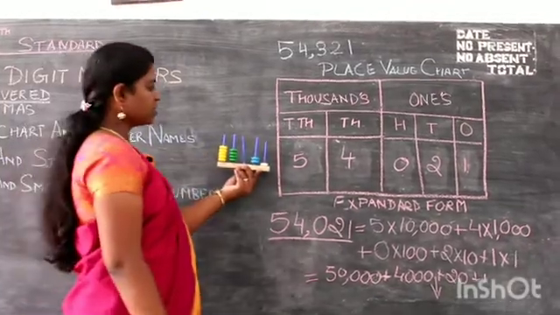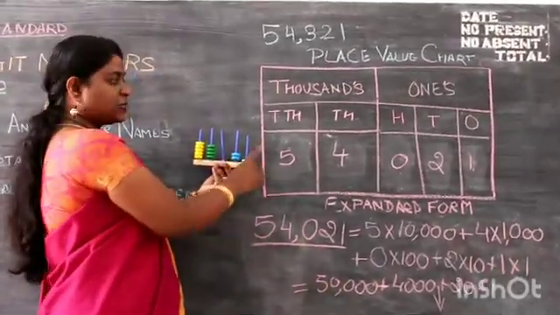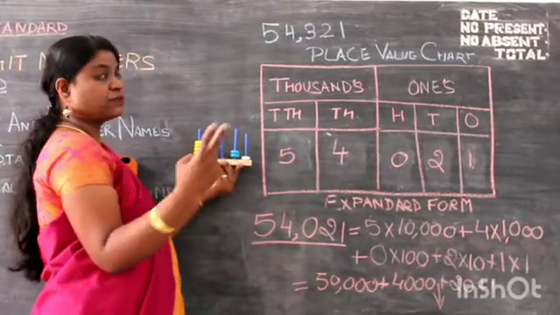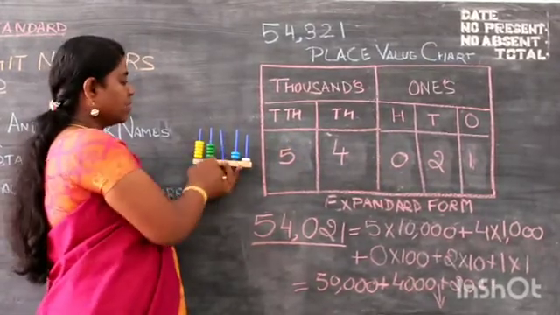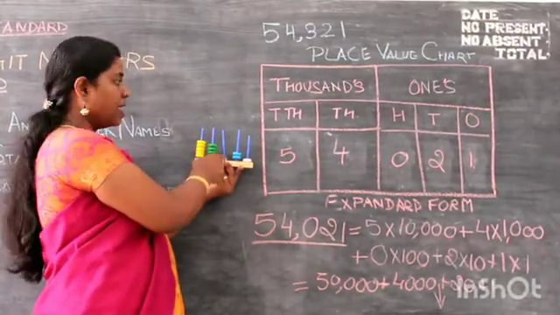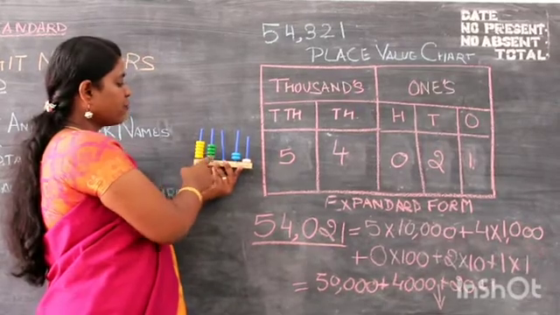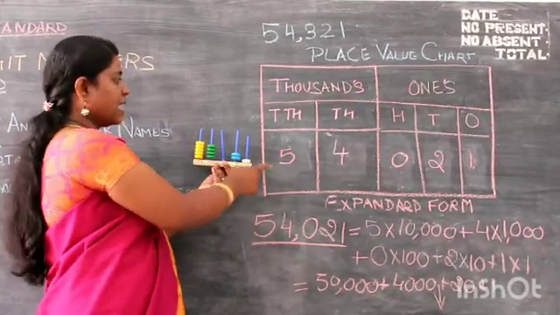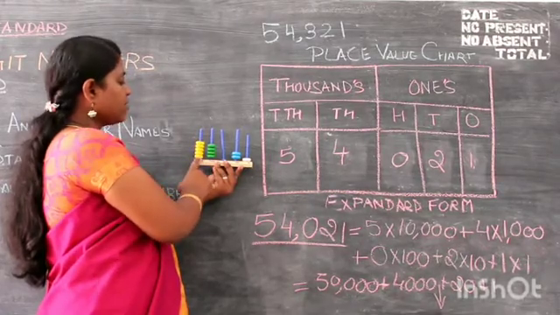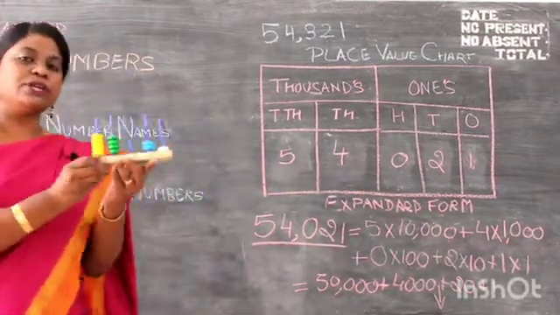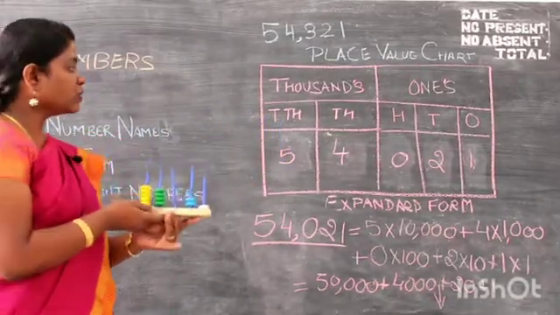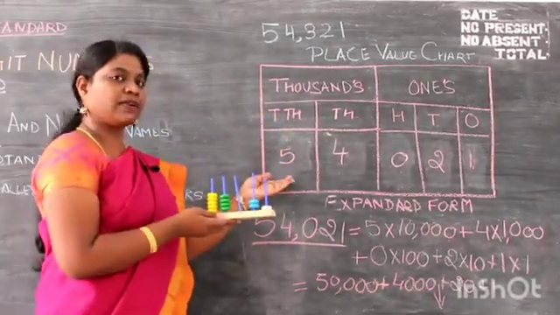Now you can see, children, in your ones place you have 1. Here you have 1 bead. In the tens place you have 2, so you have 2 beads here. In your hundreds place there's nothing, so you're going to leave this place empty. In the thousands place you have 4, so we have put 4 beads here. And in the 10,000s place you have 5, so we have put 5 beads over here. This is how you're going to denote that particular number on the abacus. And also you can see in the place value chart how we have written it.